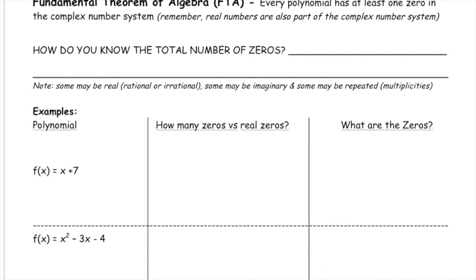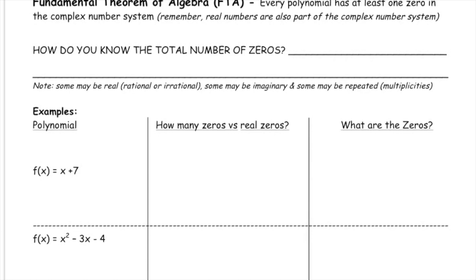Starting with the fundamental theorem of algebra, every polynomial has at least one zero in the complex number system. The complex number system includes imaginary numbers, but also remember that a complex number could be just a real number. Real numbers are included within the complex number system. So at any rate, basically, we're adding i's now.